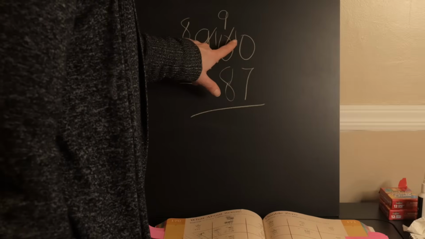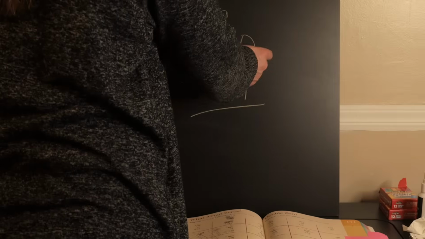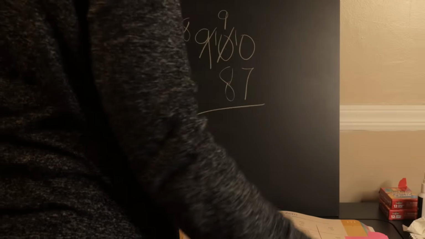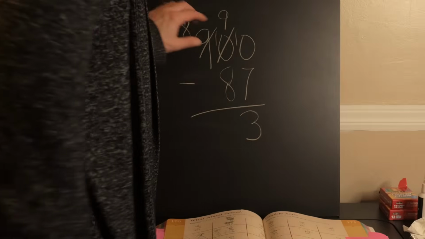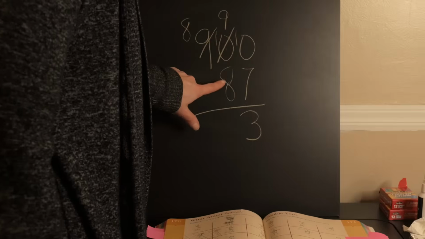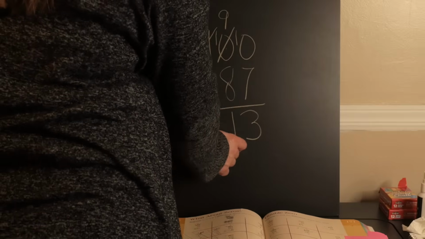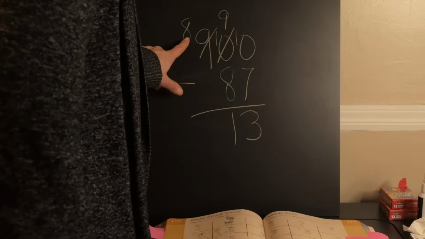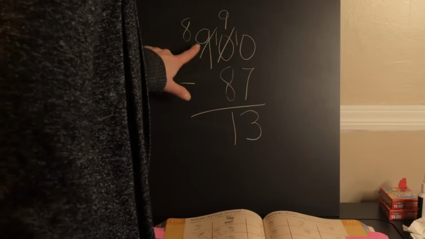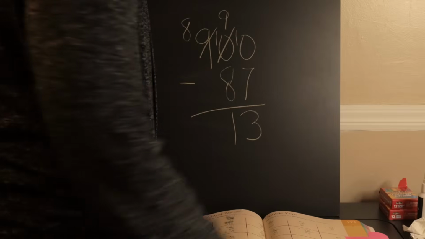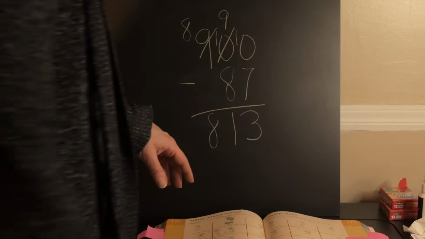All right, so let's do the calculation now. We have 10 minus 7 is 3, and 9 minus 8 is 1. Finally, we're left with an 8. It's an implied 0 here, so 8 minus 0 is 8. Very good.